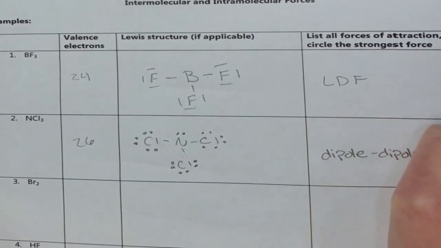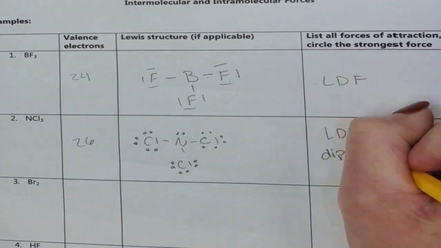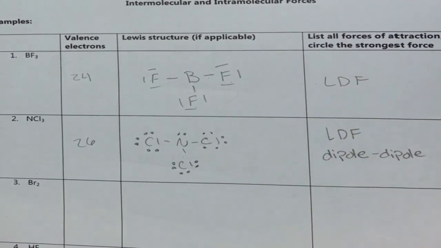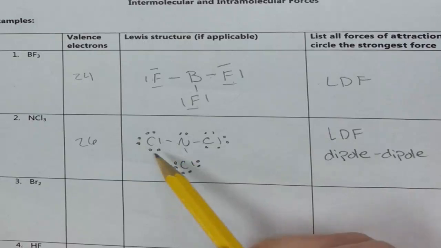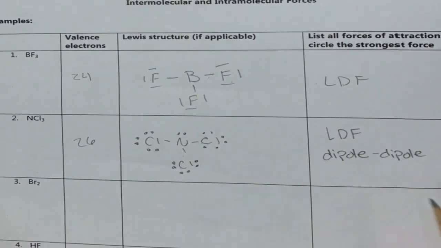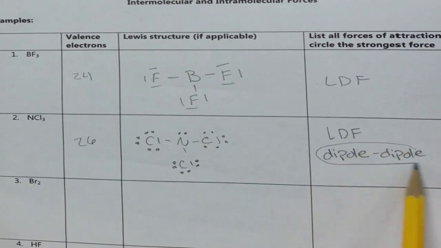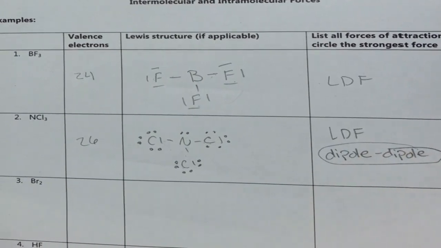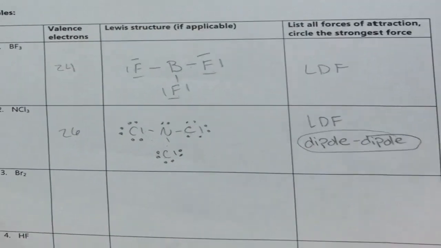Now, all substances do have London dispersion to some degree because each one of these, again, has electrons. Nitrogen and the chlorines all have electrons, but the strongest of those forces would be the dipole. All right, let's check out Br2.